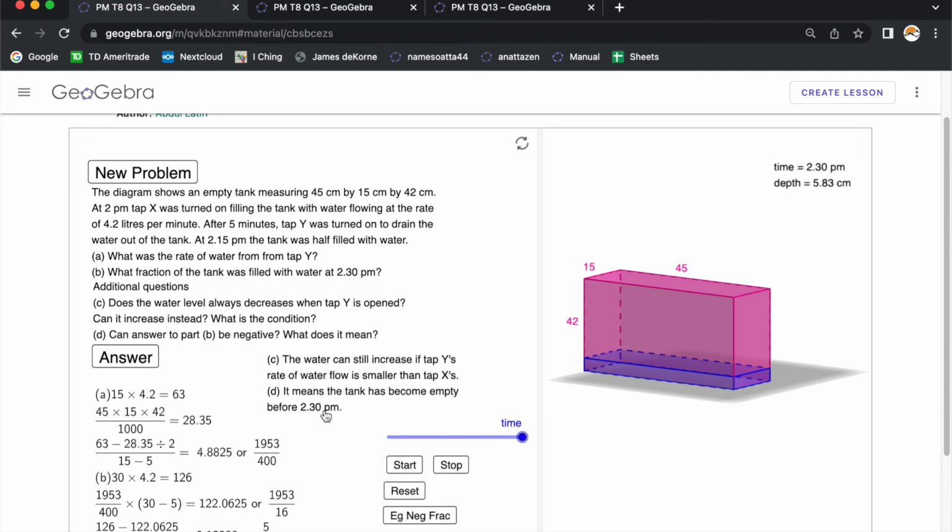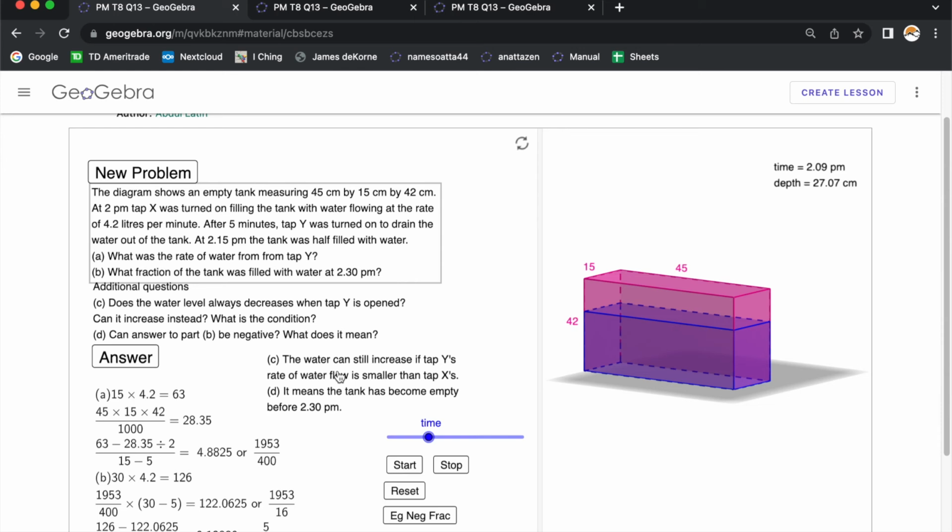Right, of course you can expect that. Let's drag this back to time 0, and then I'm going to put it to about 2.05, just before it turns to 2.06. Right, so you can see that after 2.05 the water level will start to decrease. That is when tap Y is open. Why does it decrease? It is because the rate for tap Y is 4.8825 while the rate for tap X is 4.2, which is smaller. In other words, the moment tap Y is open, there will be a net outflow of water from the tank. Right, that is why the water level will start to decrease.